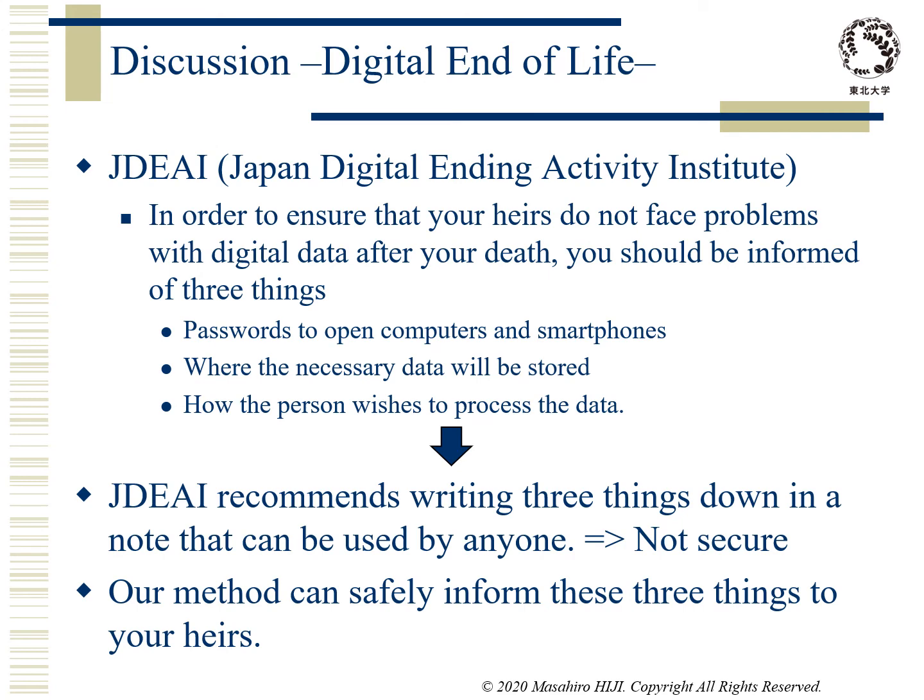The third is the application to digital end of life. In recent years, there has been an increase in the problems of how to handle the data and content of the deceased that remains on the internet after death. JDEAI, Japan Digital Ending Activity Institute, said that in order to ensure that your heirs don't face problems with digital data after your death, you should inform them of passwords to open computers and smartphones, where the necessary data will be stored, and how the person wishes to process the data. JDEAI recommends writing these 3 things down in a note that can be used by anyone. But this method is not safe. By our mechanism, you can safely inform your heirs of these 3 things.